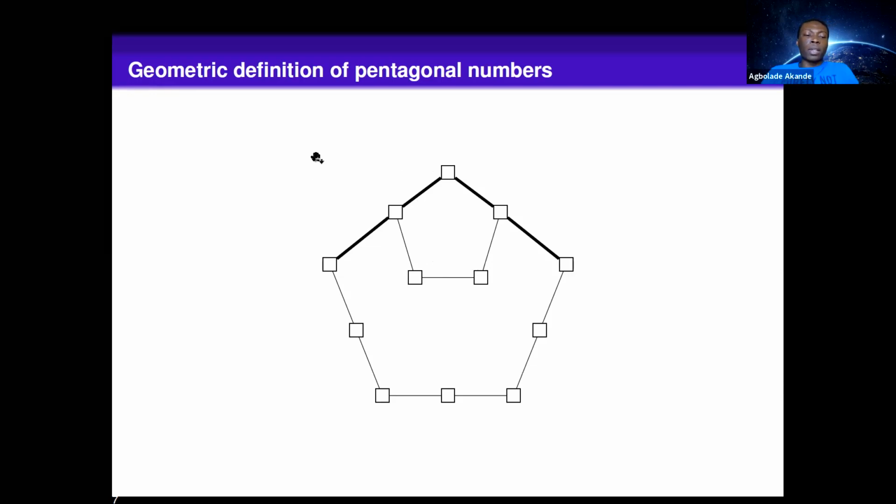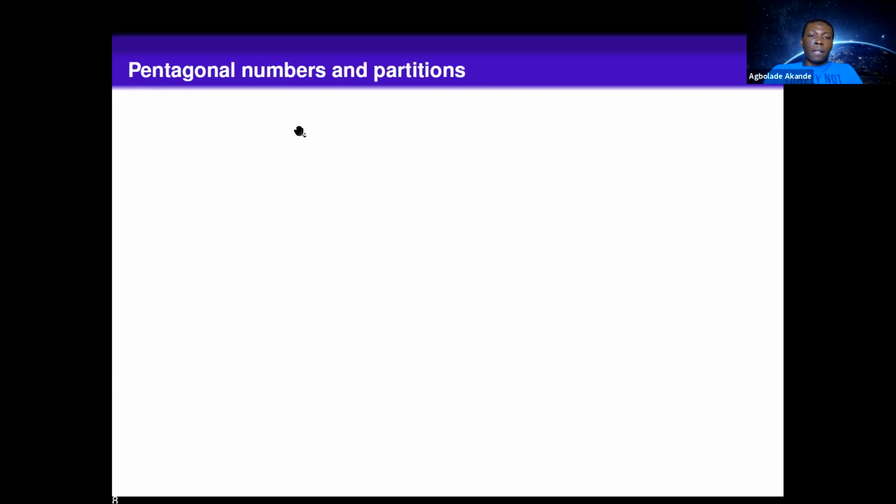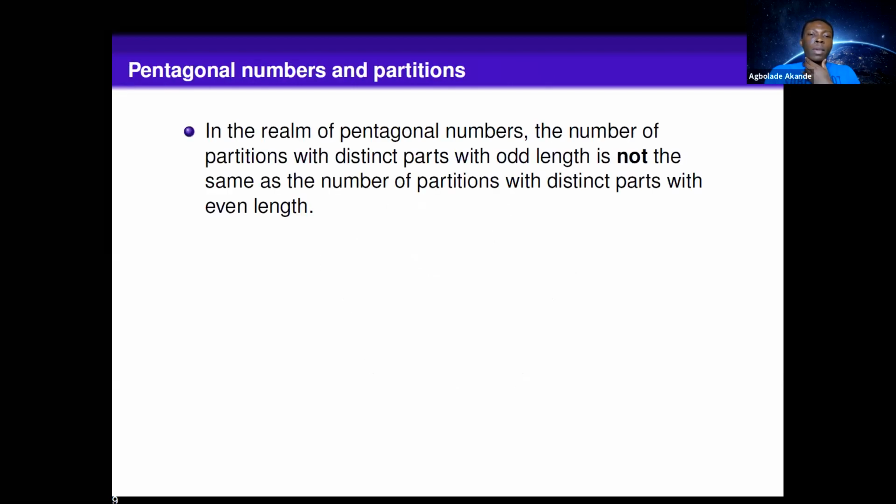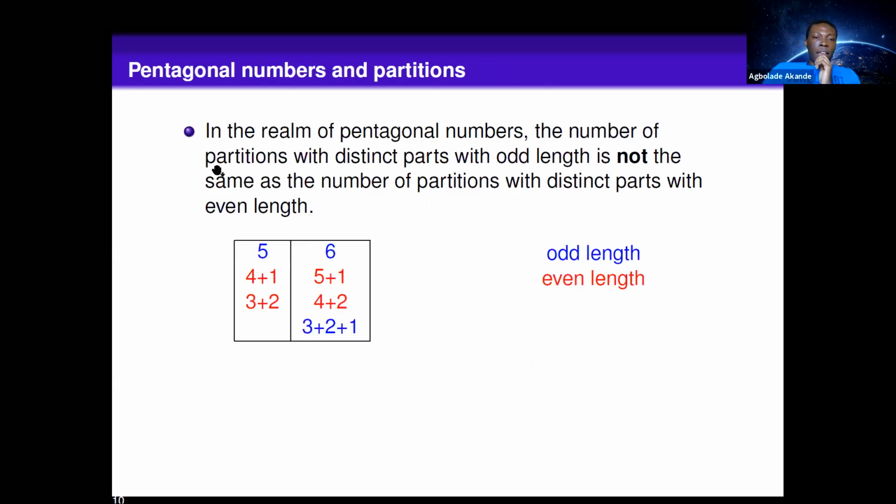And now let's talk about the relationship between pentagonal numbers and partitions. The relationship is that the number of partitions into distinct parts of odd length is not the same as the number of partitions into distinct parts of even length, except for pentagonal numbers. That is a wordy thing to say, but here is exactly what I mean. If you write the partitions of 5 into distinct parts, 5, 4 plus 1, and 3 plus 2, take the ones of odd length and the ones of even length, the counts will not be the same.